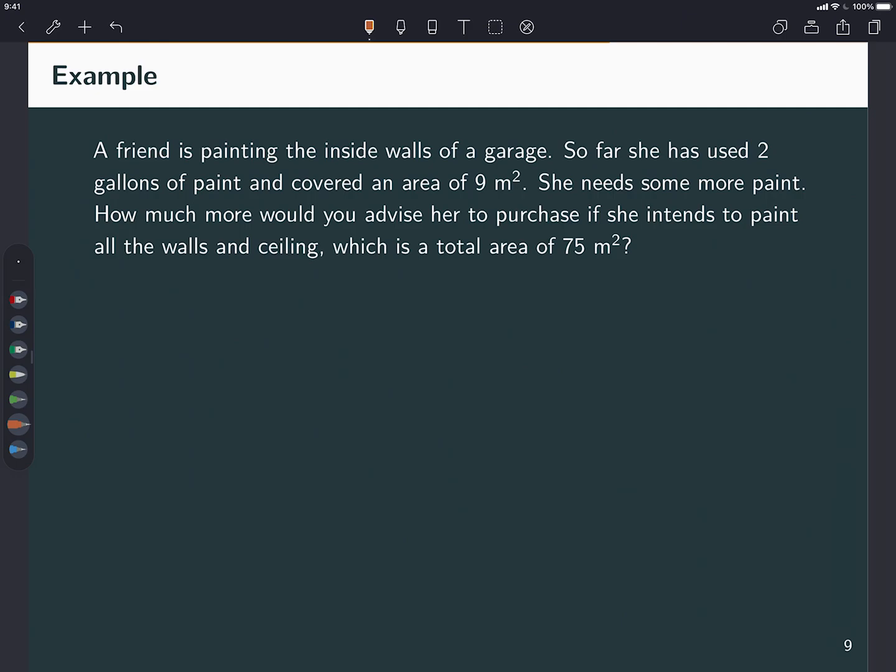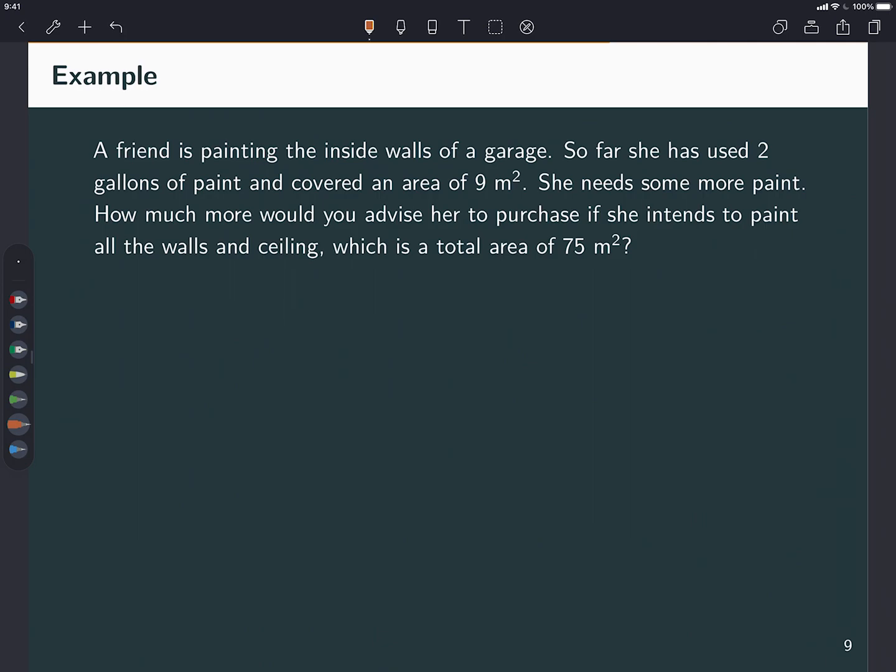Okay, let's do a short video here to do a couple of examples. This is the one I skipped in class. It says your friend is painting the inside walls of a garage. So far, she has used 2 gallons of paint and covered an area of 9 square meters. She needs some more paint. How much more would you advise her to purchase if she needs to paint all the walls and ceiling, which is a total area of 75 square meters?